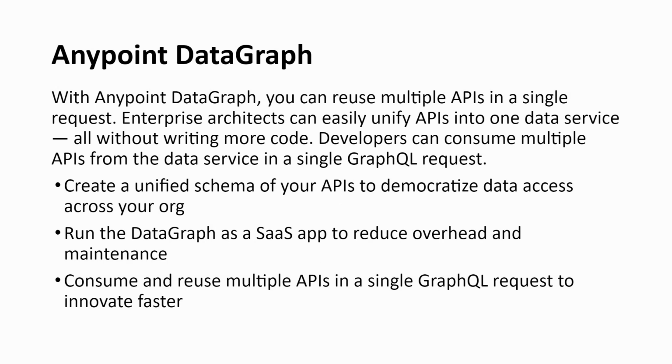There are a few steps to be performed. You have to create a unified schema of your APIs to democratize data access across your organization. Then you can run Data Graph as a SaaS application to reduce overhead and maintenance. Data Graph is a managed service, so you don't have to worry about underlying platform performance; it is automatically taken care of by MuleSoft. Since it is a SaaS application, you are not worried about any underlying infrastructure, cores, CPU usage or memory usage. Then you can consume and reuse multiple APIs in a single GraphQL request to innovate faster.